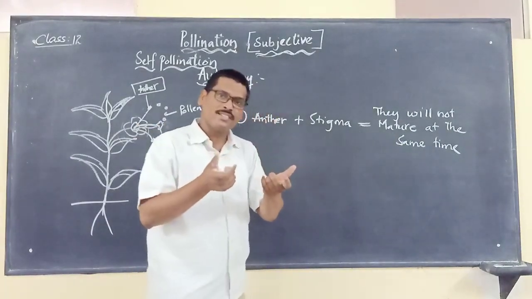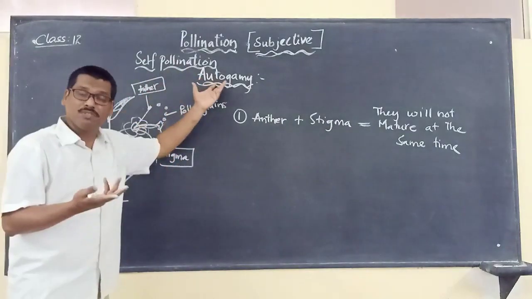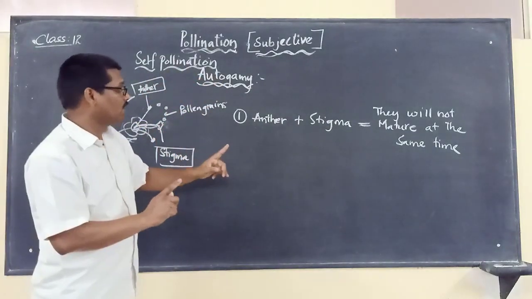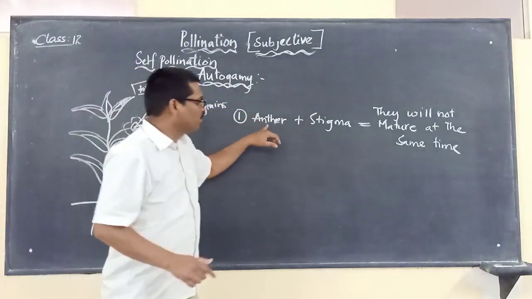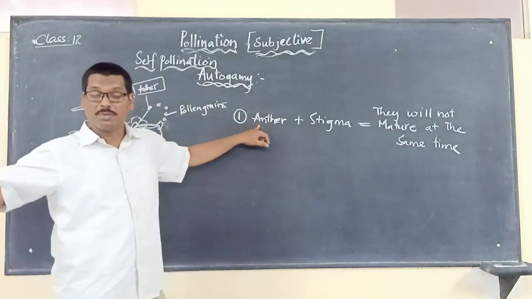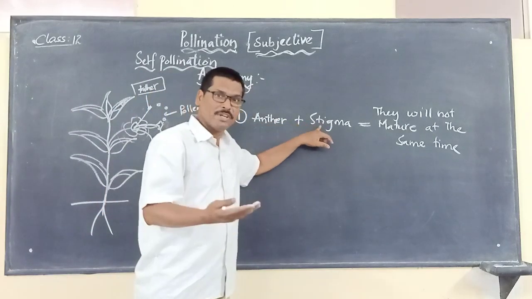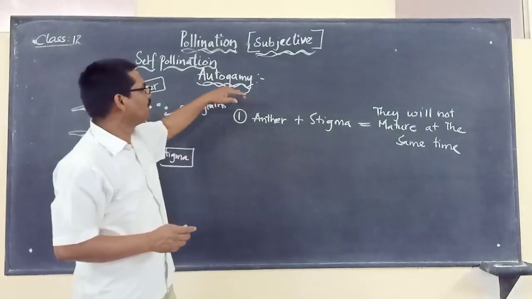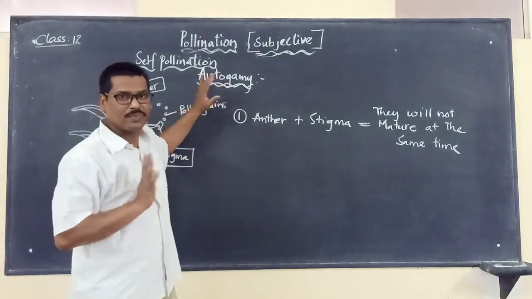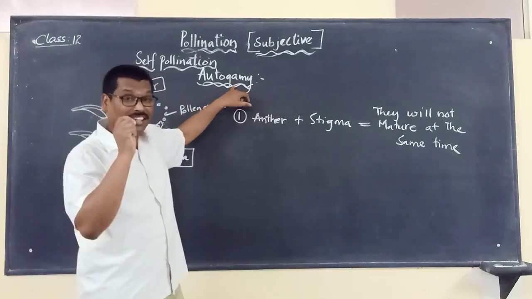If they are maturing at the same time, there are chances that autogamy will take place. But here we are saying autogamy is rare. Why? Because the anther will mature at one point of time, and after some time the stigma will mature. Due to this difference, they will not go for autogamy. This is one reason why autogamy is rare.